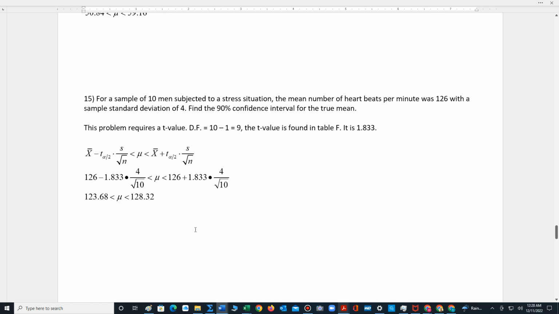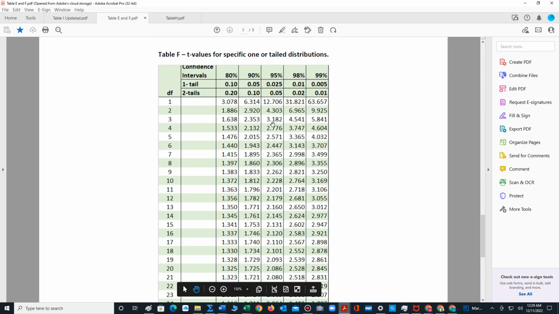Now number 15 states the following: for a sample of 10 men subjected to a stress situation, the mean number of heartbeats per minute was 126 with a standard deviation of 4. Find the 90% confidence interval for the true mean. And so we're given the sample standard deviation, thus we're working with a t value. So degrees of freedom is 10 minus 1, which is 9, and then we can use 90% and 9 to find our t value. 90%, go down to 9, it's 1.833.